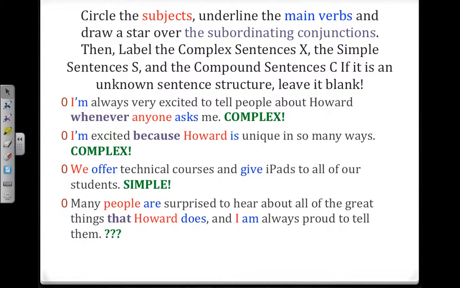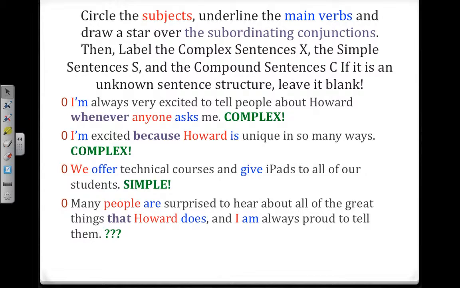Moving on, we've got another I'm, so that's again subject and linking verb. And then we have Howard as a subject and is as a linking verb. And before Howard, we see the word because, which is one of our subordinating conjunctions. So we have an independent clause linked to a dependent clause. That is a complex sentence.